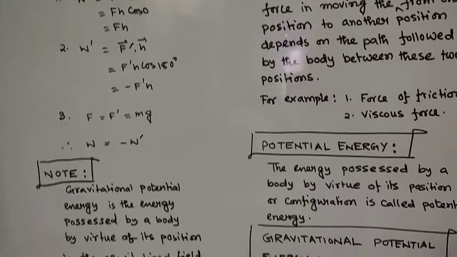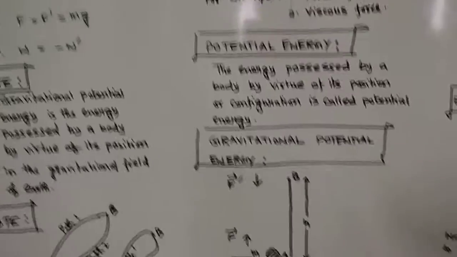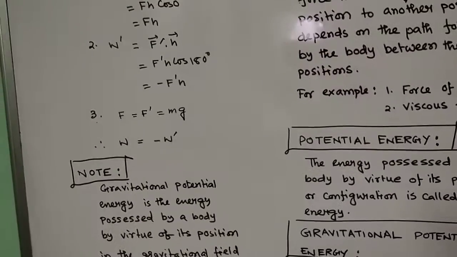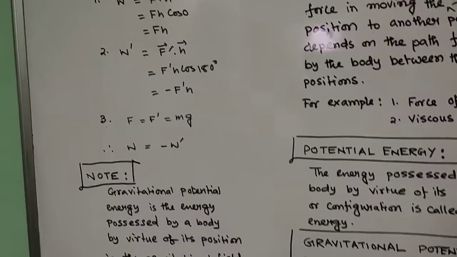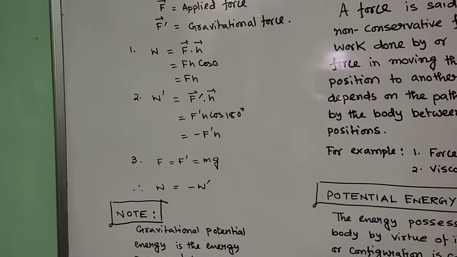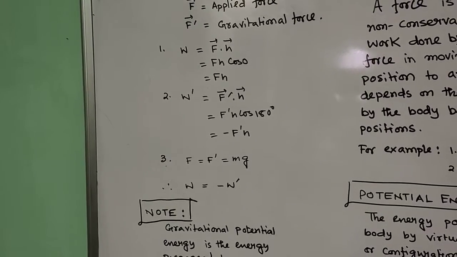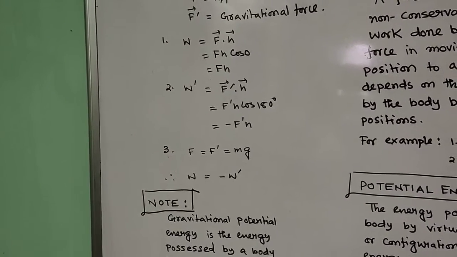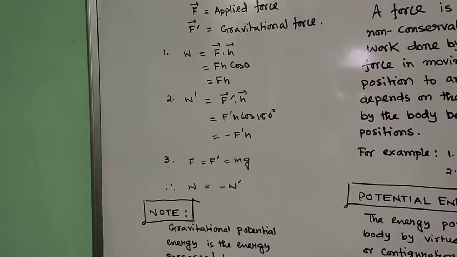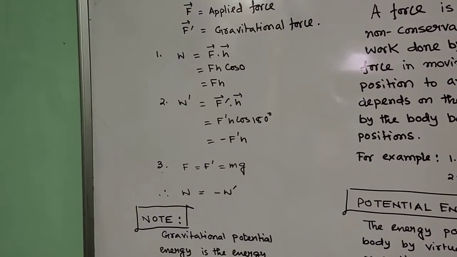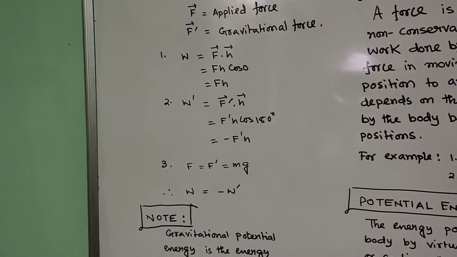But F and F dash are nothing but the weight of the object, the minimum force, that is equal to mg. So if you substitute this value of F and F dash in equations 1 and 2, you will get W equal to minus W dash. So the work done by the applied force and the work done by the gravitational force are equal and opposite.